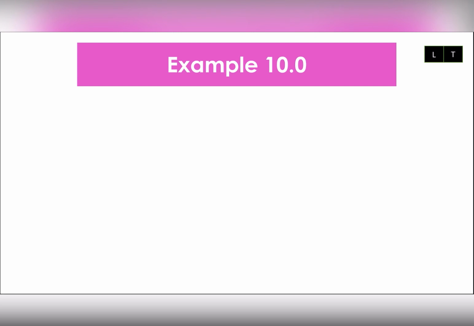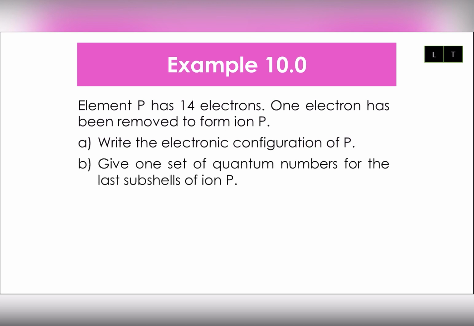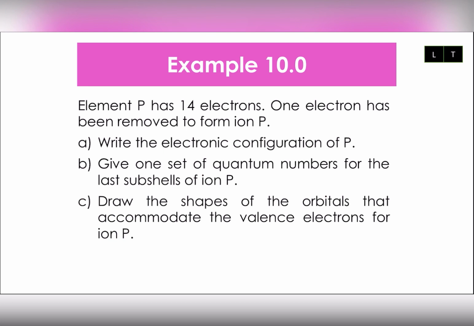In this video, I'm going to continue with the last example, how to apply all subtopics based on one question in chapter 2. So I'm going to ask you a question based on example 10. Element P has 14 electrons. One electron has been removed to form ion P. The first question asks you to write the electronic configuration for atom P. The second asks you to give one set of quantum numbers for the last subshell for ion P. And last but not least, you have to draw the shapes of orbital that accommodate the valence electrons for ion P. So let's go one by one.